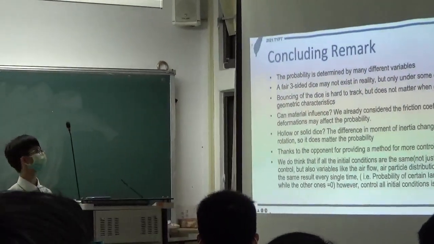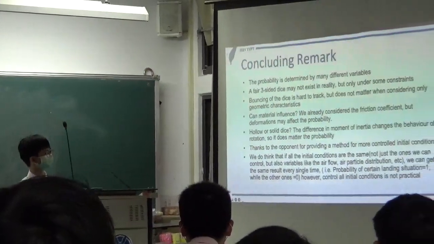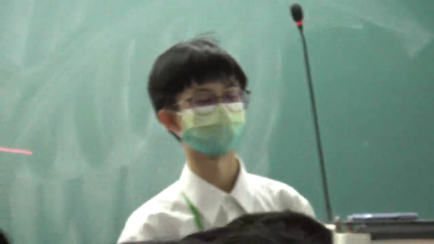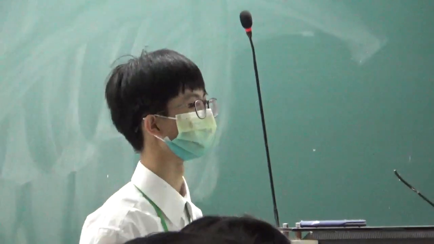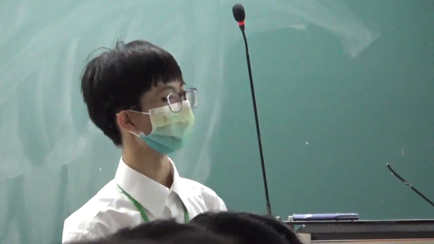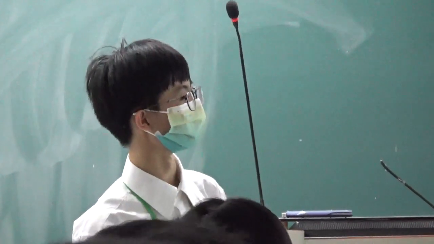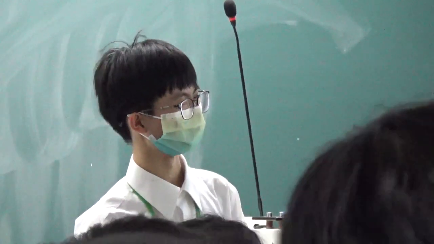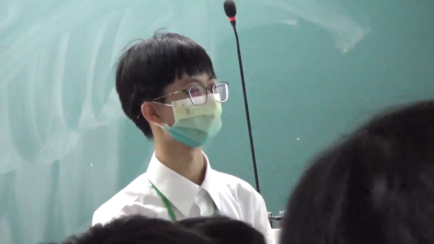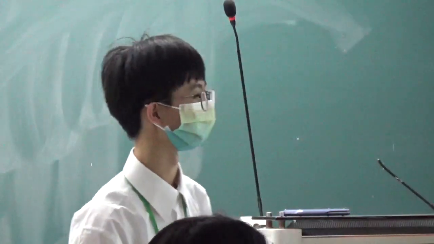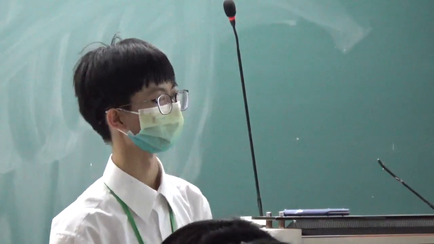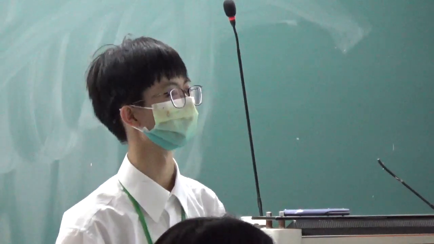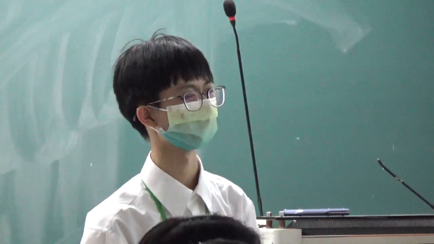And then material influence, we already consider the friction coefficient, but deformation may affect the possibility. And also hollow or solid dice, the difference in moment of inertia changes the behavior of rotation, so it does matter to the possibility. And thanks to the opponent for providing the method for more control of initial conditions.